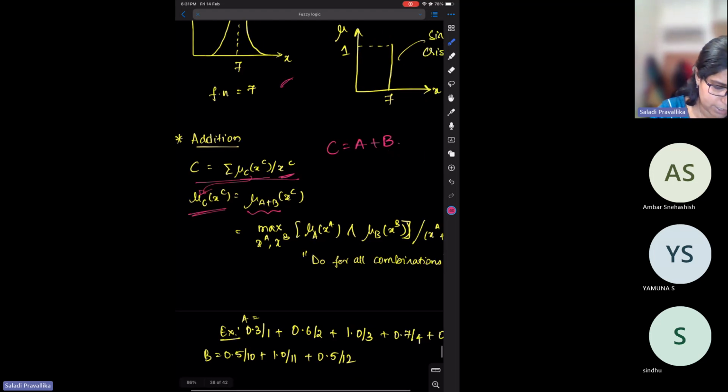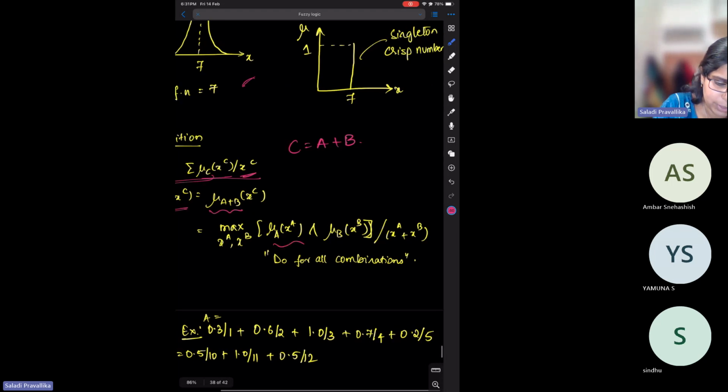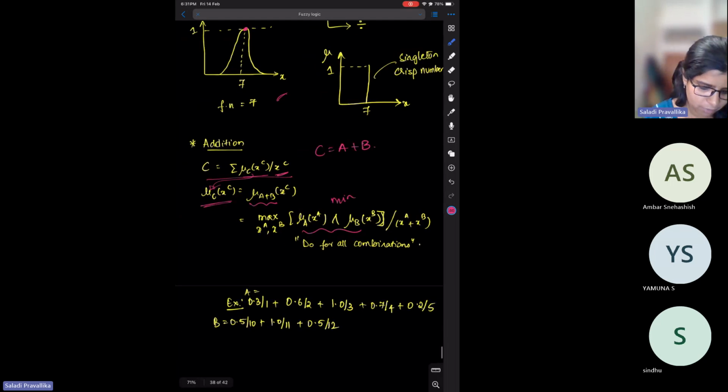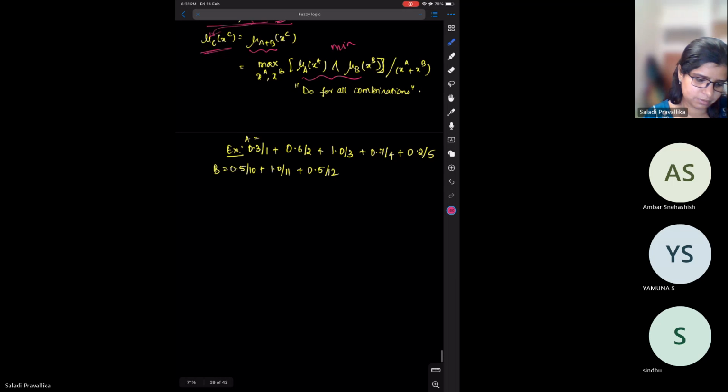So how do you find it? You take the membership values and take the intersection. What is intersection in normal terms? We take the minimum of the two given membership values, right? So this is basically the minimum. And then we divide it by both the x values, we add them and divide. We'll see how we can do that.